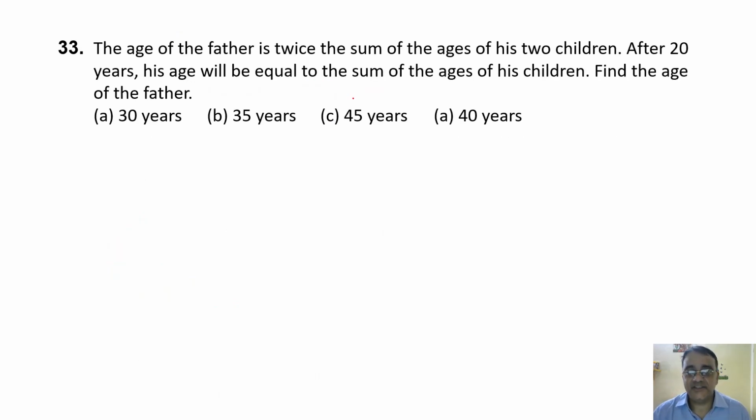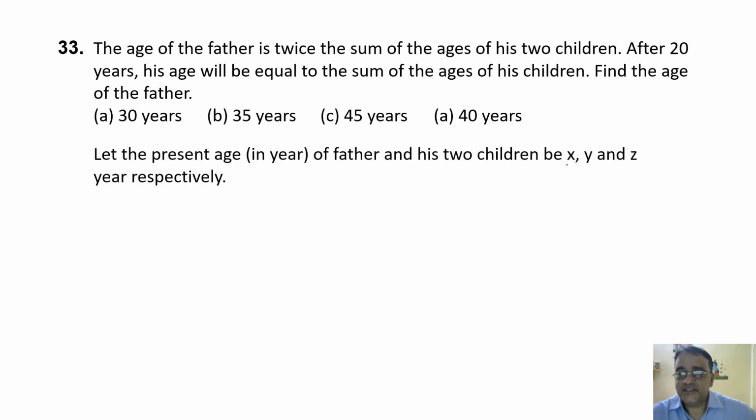Okay. The age of the father is twice the sum of the ages of his two children. After 20 years, his age will be equal to the sum of the ages of his children. Find the age of the father. So let's take x for the father and yz for the two children. Okay, otherwise together also we can take y.